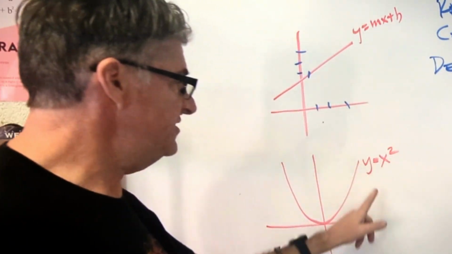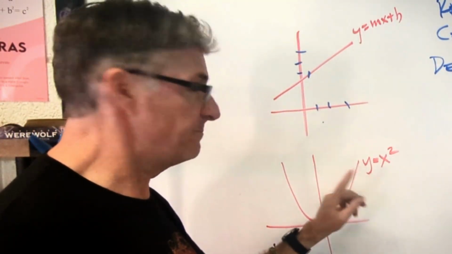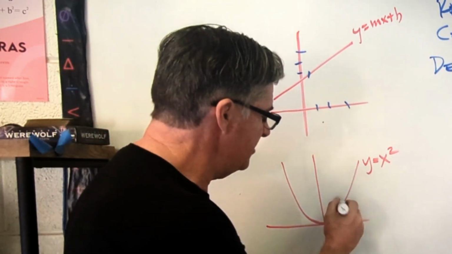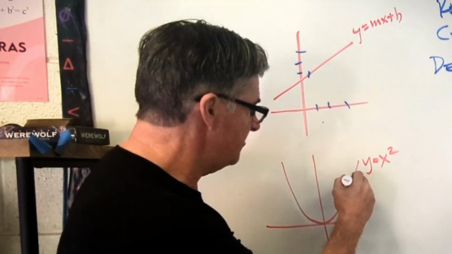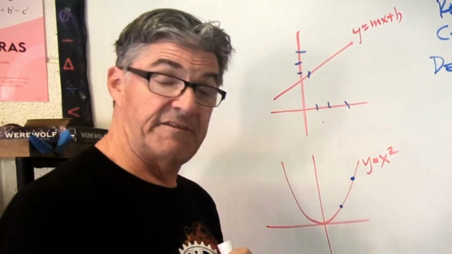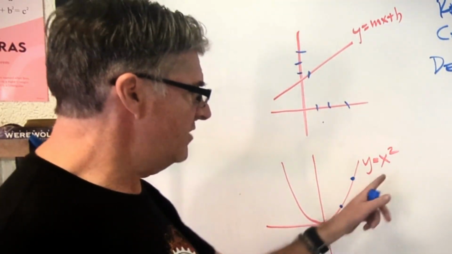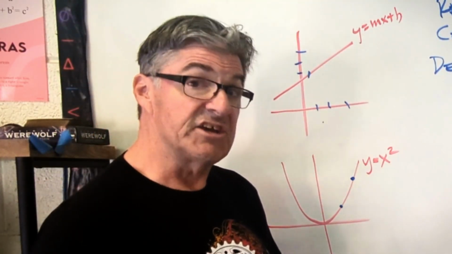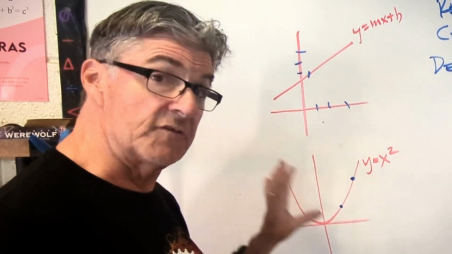Now let's take a look at this function. I'm sure you're familiar with the basic parabola, y equals x squared. What is the rate of change right here? And what is the rate of change right there? Is it bigger or smaller than there? We don't have a straight line. We don't have an mx plus b. So the rate of change is not entirely clear in a curved function.